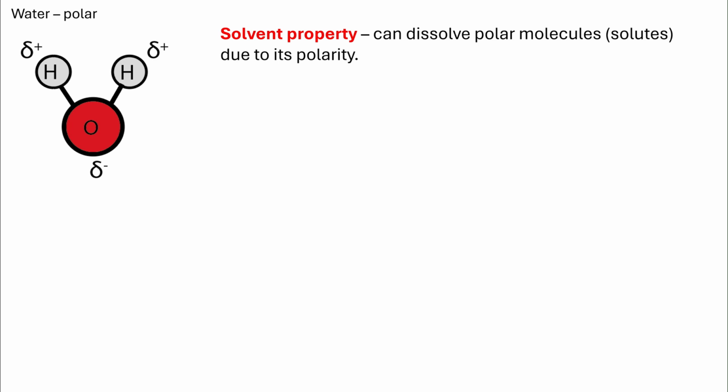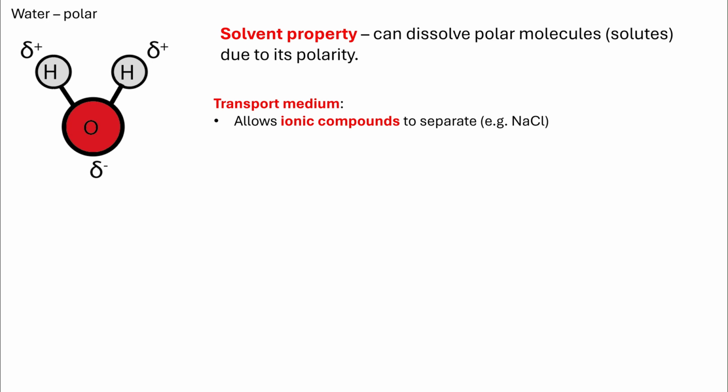With the solvent property, what we can see is that water can dissolve polar molecules, solutes, due to its polarity. Now that therefore makes water a fantastic transport medium. So because of its solvent property, it can dissolve these polar molecules. It therefore allows for ionic compounds to separate.